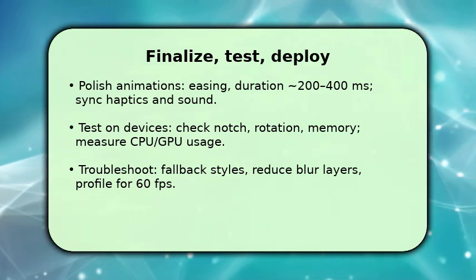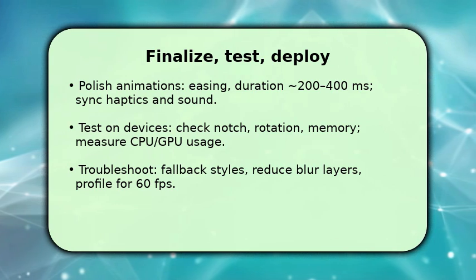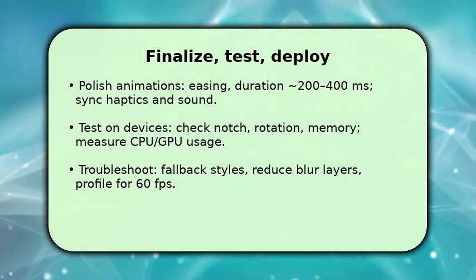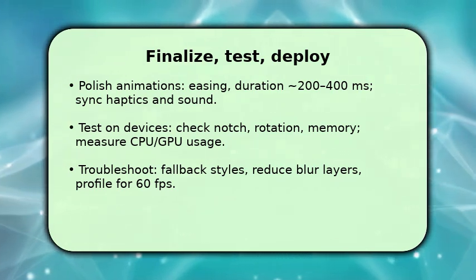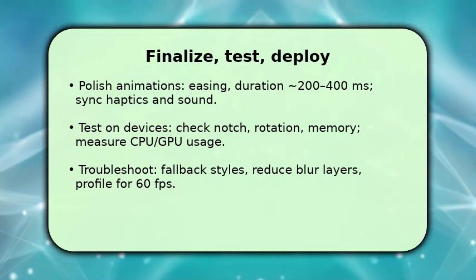If things go wrong, reduce simultaneous blur layers. Provide a non-blurred fallback and profile rendering. This usually resolves stuttering or battery drain quickly.